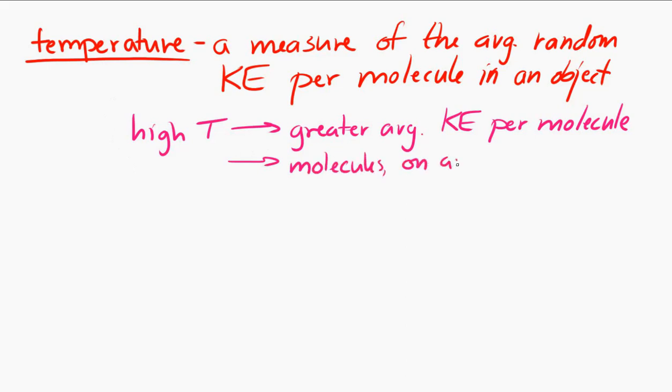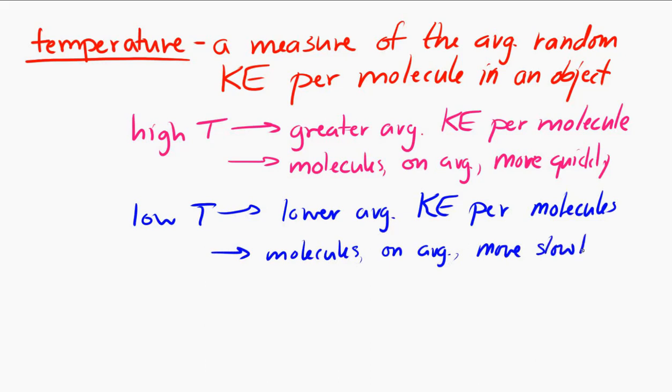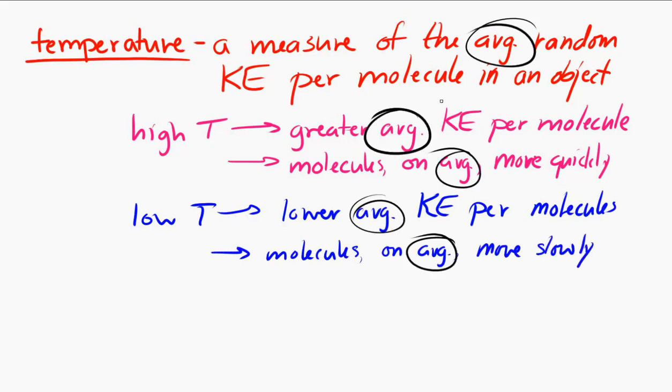If it has a lower temperature, then there's a lower average kinetic energy per molecule in that object. And on average, the molecules are moving around a little slower. They have less kinetic energy per molecule, on average. And it's important to think of that term on average because some of the molecules in an object will be moving faster, some will be moving more slowly. The temperature tells you the average random kinetic energy per molecule.